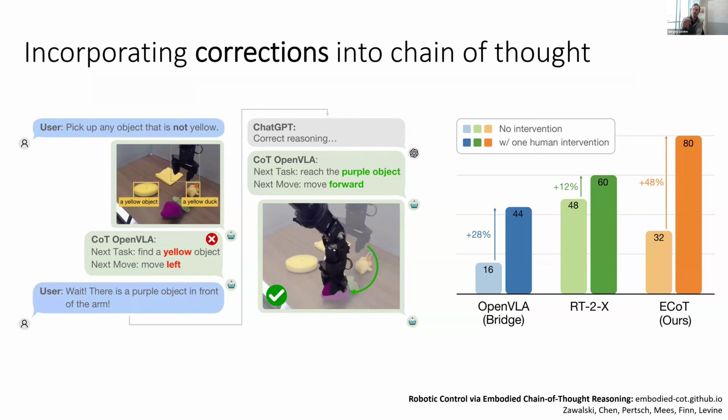Now, these corrections can be incorporated into other kinds of models as well. They can be incorporated into regular OpenVLA and RT2X, but we found that with human interventions, embodied chain of thought was able to make use of the corrections much more effectively. And that, of course, makes sense because embodied chain of thought has a lot more intermediate reasoning that is available to correct, and therefore benefits from the corrections much more richly. So the bars on the right show the percent improvement from one human intervention on a set of particularly difficult test tasks.